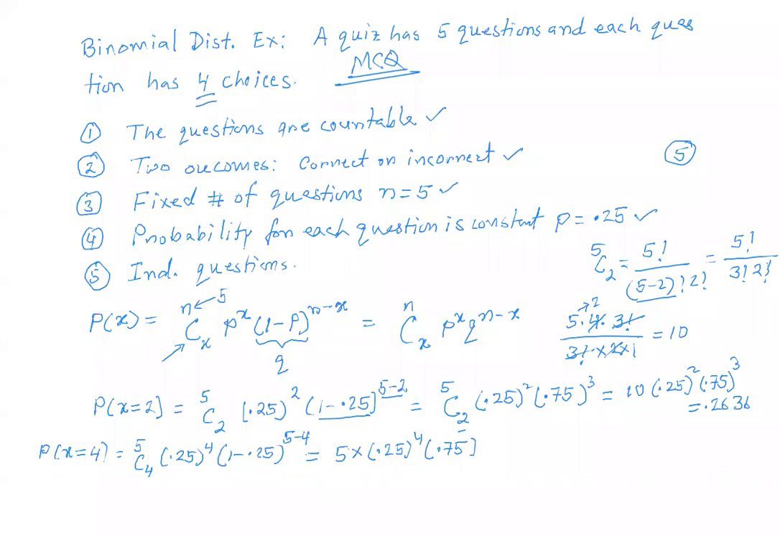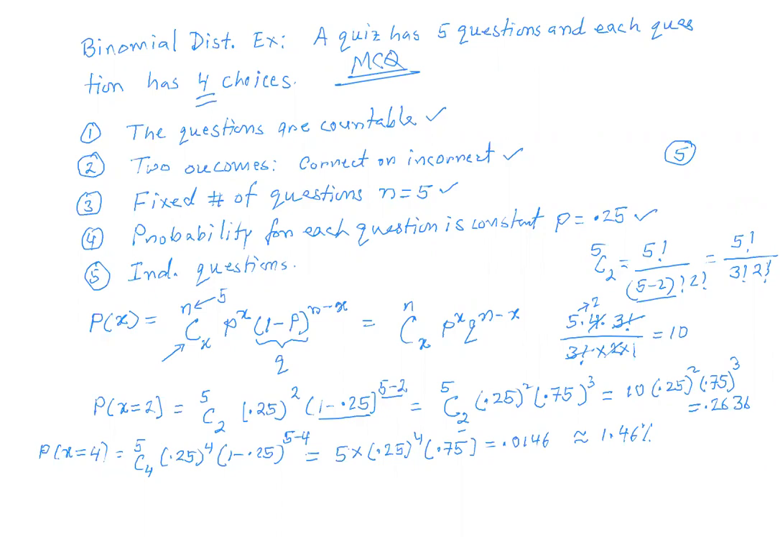So now if I simplify these numbers, what do I get? 0.25 to the power 4 times 0.75 times 5 gives me 0.0146. So approximately someone has a 1.46% chance that he or she will get 4 questions right out of 5 in a multiple choice quiz.